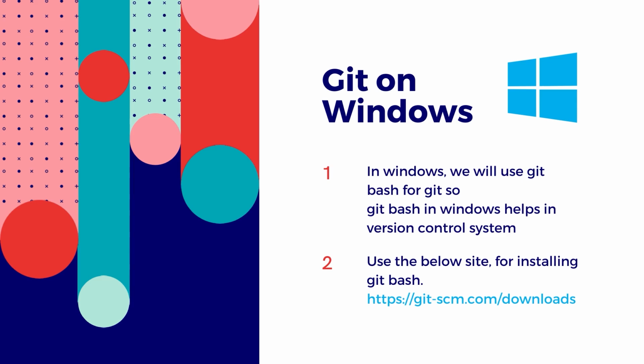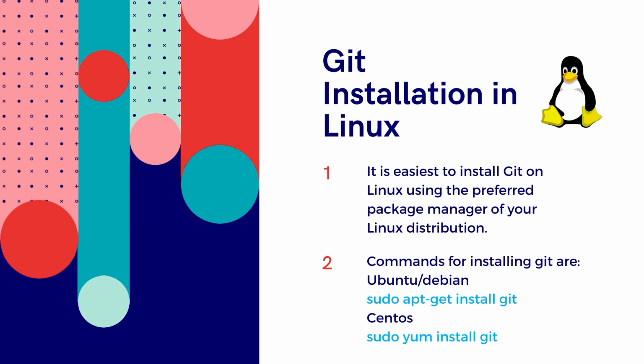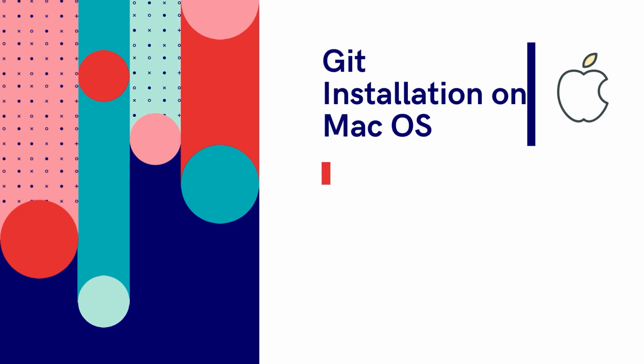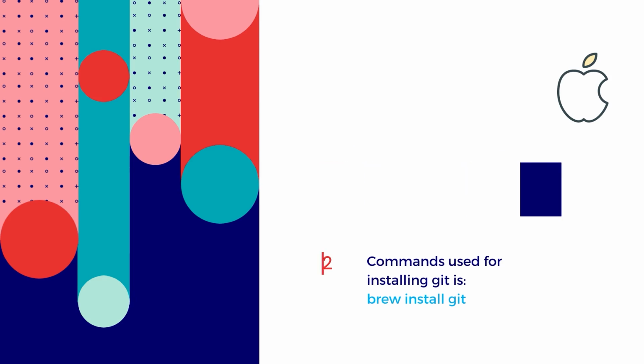Now we will try to understand how we can install Git in other operating systems. Git installation on Linux systems: the easiest way to install Git is to run the package from the package manager of your Linux distribution. For Ubuntu, the command is apt-get install git, and for CentOS it is yum install git. Now we will see the Mac operating system. In Mac, you can use either brew or Xcode for installing Git, but the easiest way is brew install git. All you need to do is open the terminal and execute the brew command, and that will help you install Git on Mac. Till now, we have seen the installations in various operating systems.